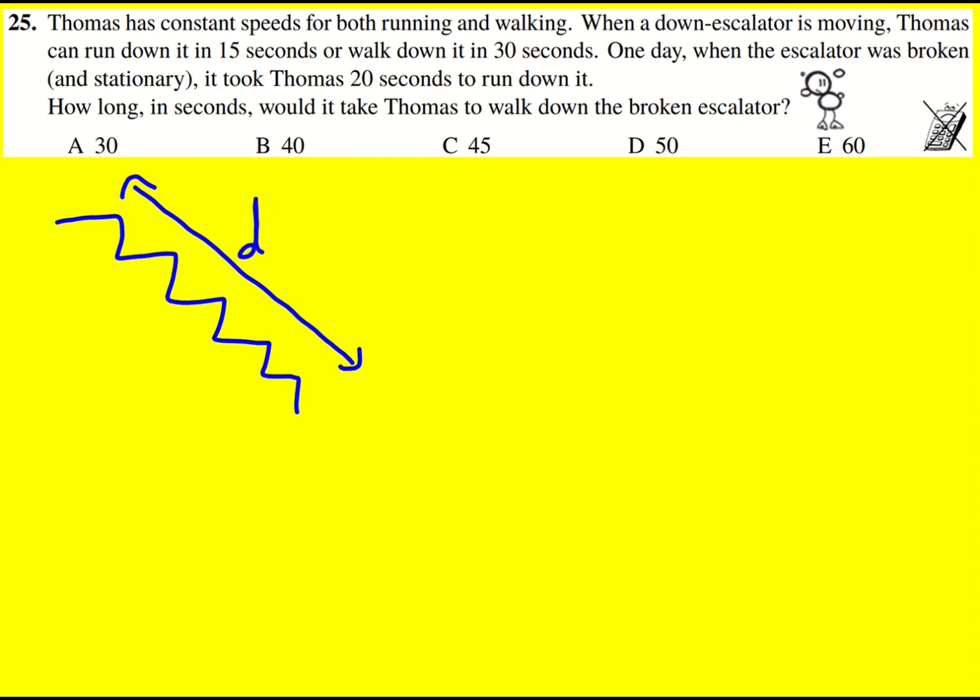And then we're told that when the down escalator is moving, that means there's a velocity associated with that, or a speed. I'm going to call that VE. Thomas can run down it in 15 seconds. So if we add the velocity of the escalator and the velocity of Thomas running, those two together will be distance divided by the time. So I get VE plus VR is d over 15.